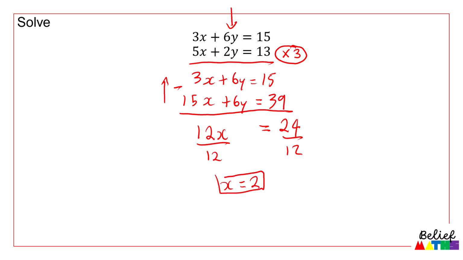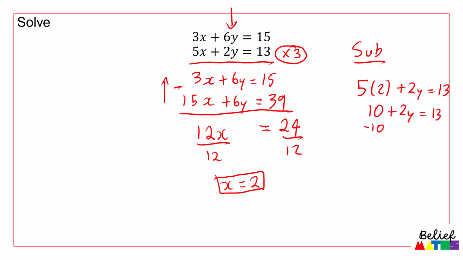And now we're back to the same step again. We found our x value, we then substitute that into one of our two equations. Let's do the second one this time just to be a bit different. 5 times 2 plus 2y equals 13. 5 times 2 is 10 plus 2y equals 13. Subtracting 10 from both sides of our equation gives us 2y equals 3. So y equals 3 over 2.